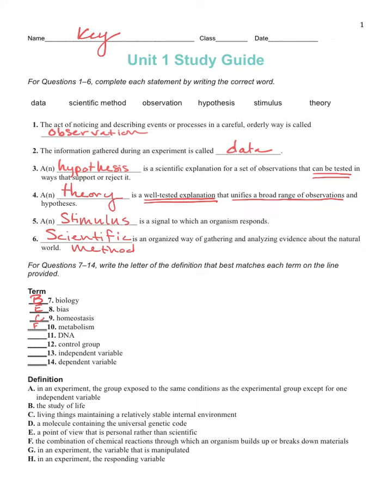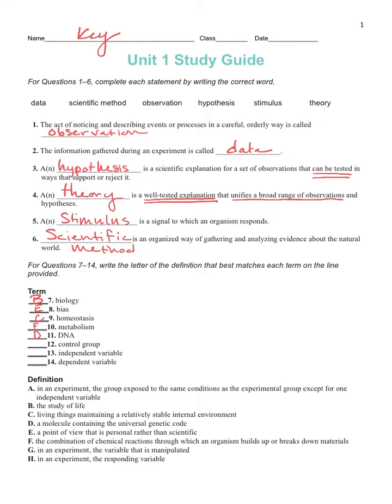Next, we'll look at number 11. Number 11, the word is DNA, and the definition is letter D, a molecule containing the universal genetic code. So DNA is the way that all living things store genetic information, and it's the molecule that they pass on to their offspring.